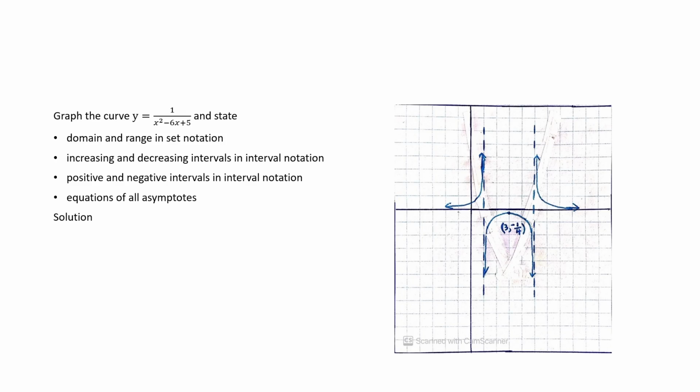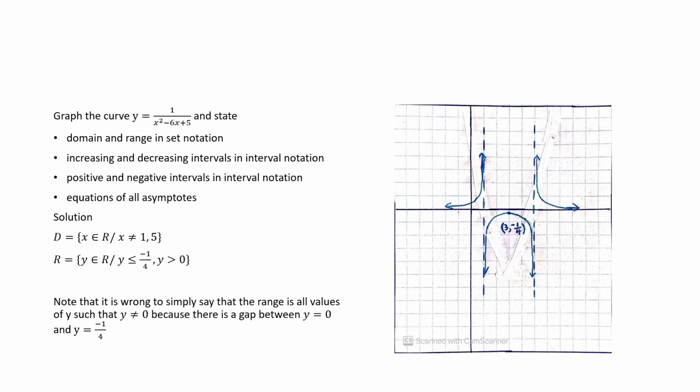Now, we want to start answering the questions given. What is the domain and range? Well, the domain is easy for a lot of students to see. They say, okay, there's a vertical asymptote at 1 and a vertical asymptote at 5, so there's my domain.